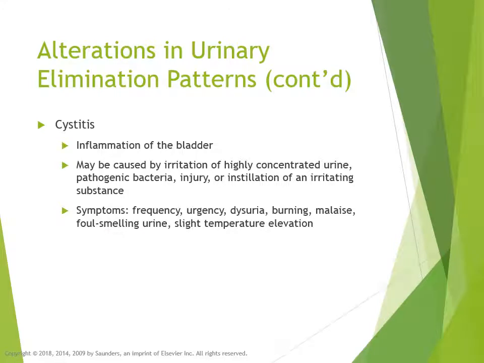So what is cystitis? Cystitis is a common urinary tract infection which includes inflammation of the bladder. Cystitis may be caused by an irritation of highly concentrated urine, the presence of pathogenic bacteria, or injury. Symptoms of cystitis are as follows. There may be an increase in frequency of urination, increase in urgency, the presence of dysuria, burning, malaise, foul smelling urine, and there may also be a slight temperature elevation.